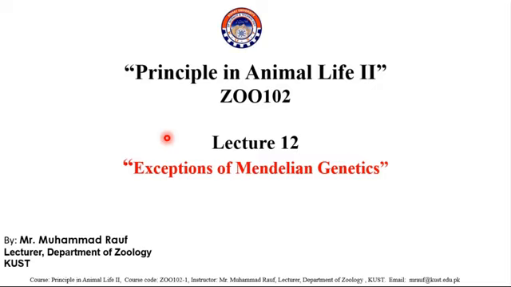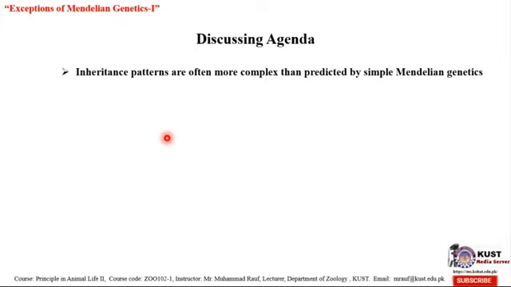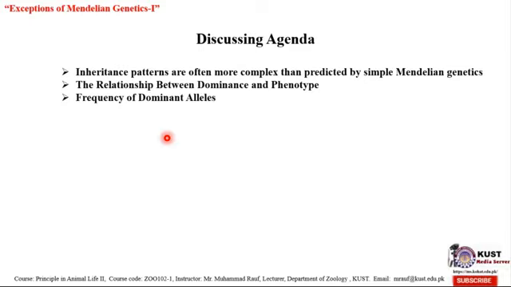This is lecture number 12. The topic is Exceptions of Mendelian Genetics. The agenda for the topic will be: inheritance patterns are often more complex than predicted by simple Mendelian genetics, the relationship between dominance and phenotype, frequency of dominant alleles, multiple alleles, and pleiotropy.